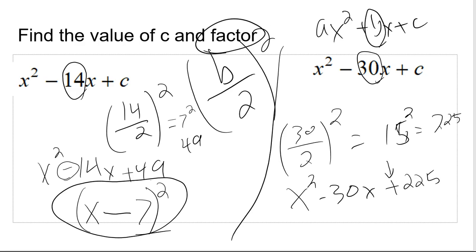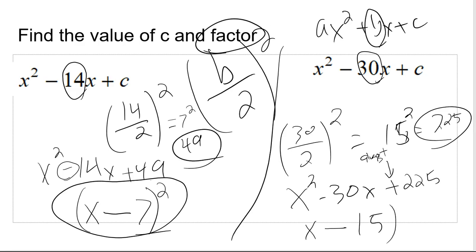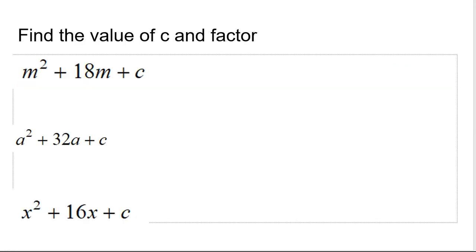Remember that this is always positive, always positive. Now we're going to factor just like we did here. So that means x minus 15 squared. Remember, it's minus because this is minus, so that has to be minus, and it's half of this. Alright. Okay. So we're going to go over these three problems.